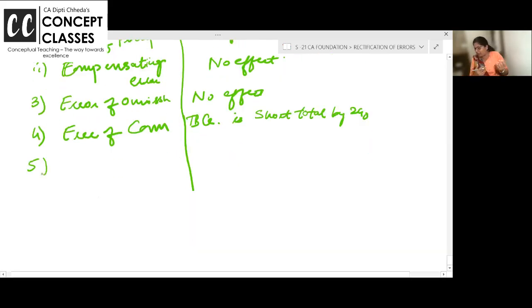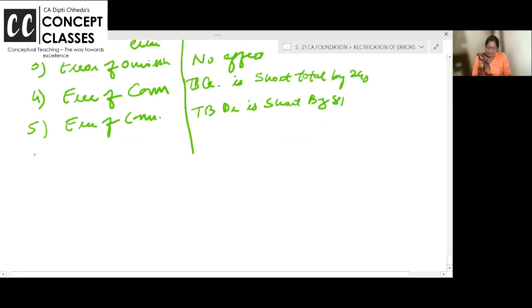Fifth entry. See, now we have to read the entry twice. A return of 90 from Shyam Sundar posted as 9 to his account. Again, it is error of commission. And of course, it is affecting the trial balance, the debit side is short by 81. Credit was 90, debit was only 9, so debit is short by 81.